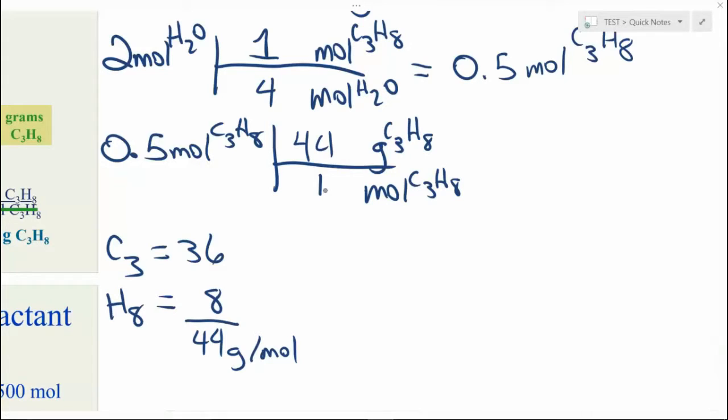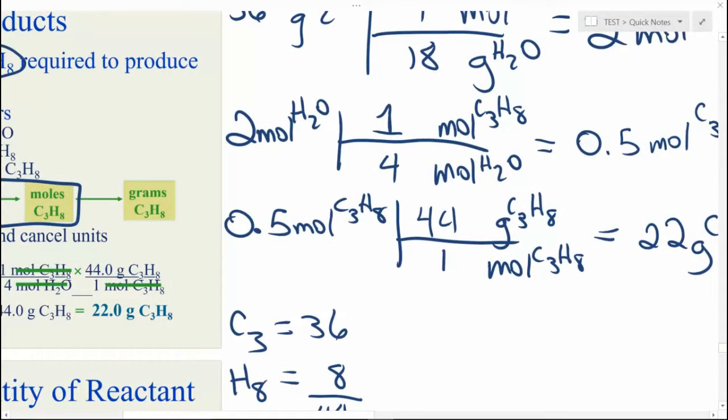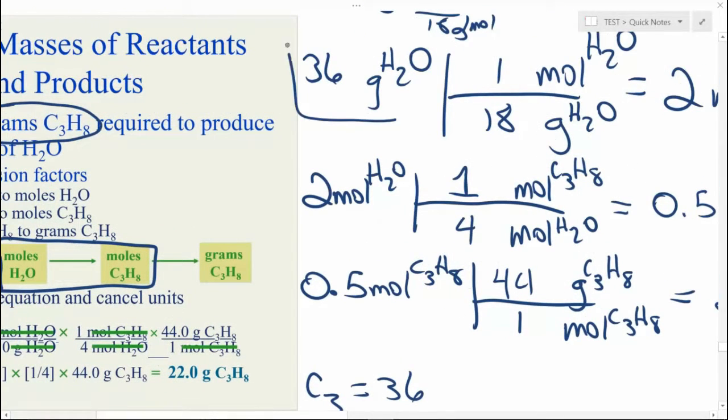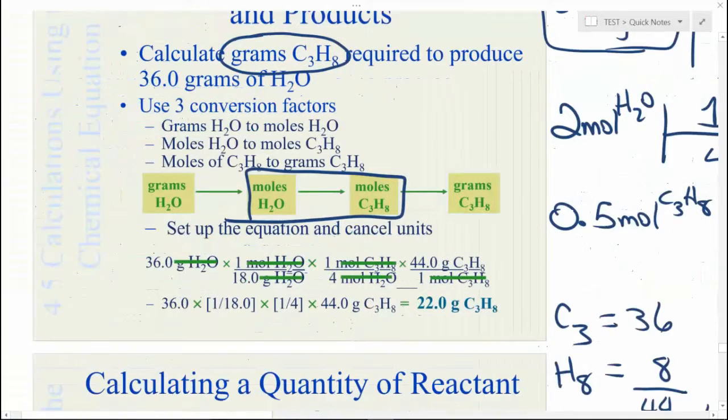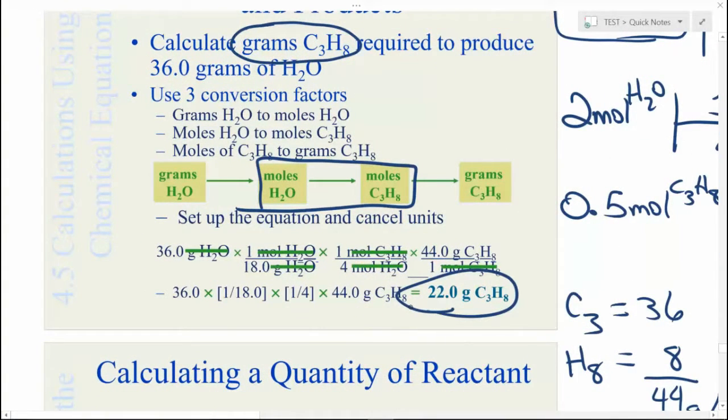Okay, so that's the process. So now I take 0.5 times 44, and I get 22 grams of C3H8 will react to produce 36 grams of water. Okay, so here we go. We have 22 grams of C3H8. All right, so that's the epitome of what we're going to do.